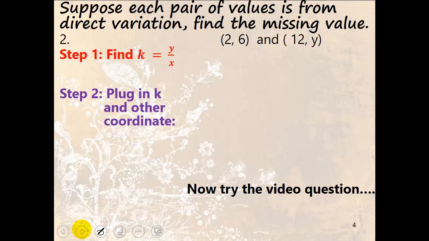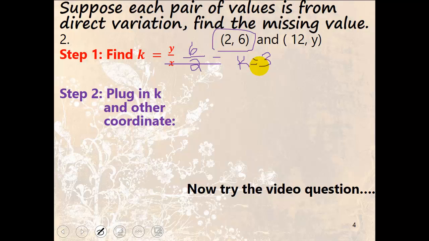Now, suppose that we're asked to find a missing value in a set of ordered pairs, and we're told that it's direct variation. Well, again, we have to find k. So use the ordered pair that has both the x and the y value, and just take your y value and divide by your x value. So we get k is equal to 3.